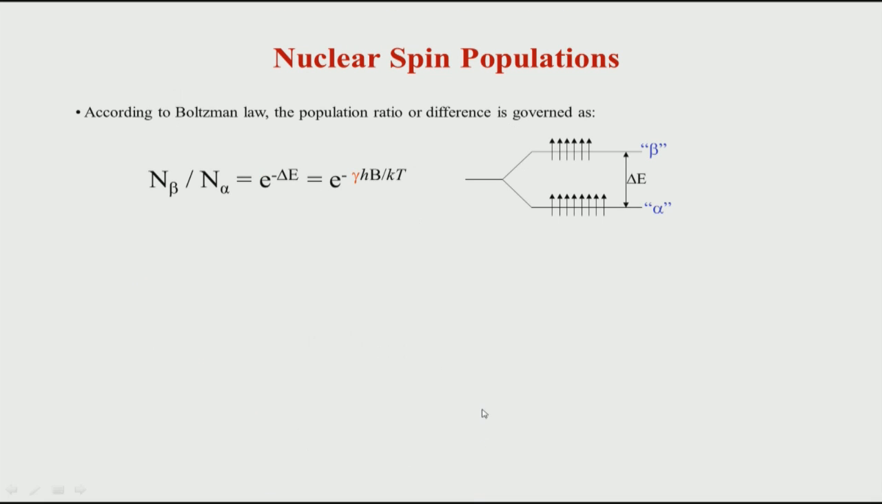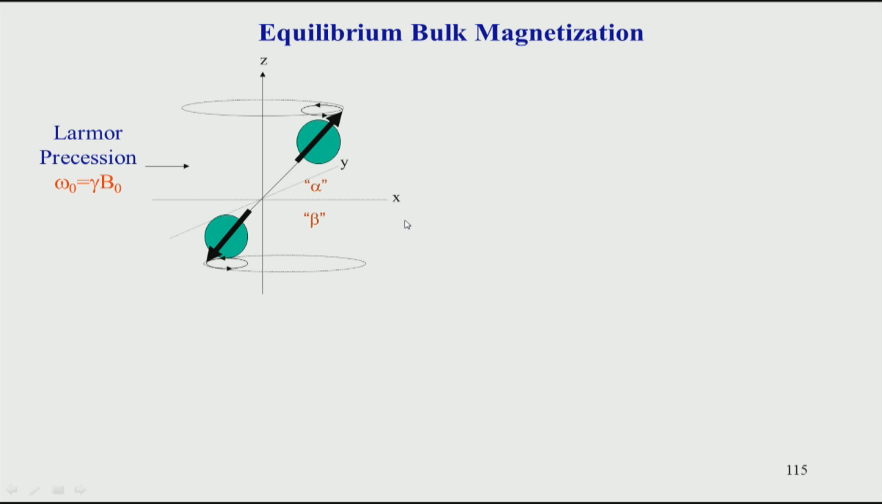Now, if you look at the populations, according to the rule known as Boltzmann's law, the two energy levels are not equally populated. There are more spins in the ground state and fewer spins in the upper energy state, and the ratio of the population between the two states is given by Boltzmann's law, which is related to e raised to minus delta E over kT. So, this is e raised to minus gamma h B0 divided by kT.